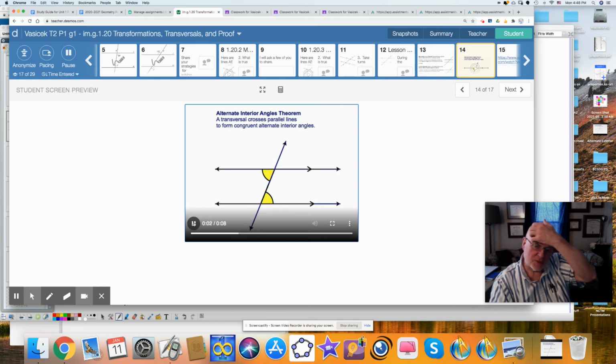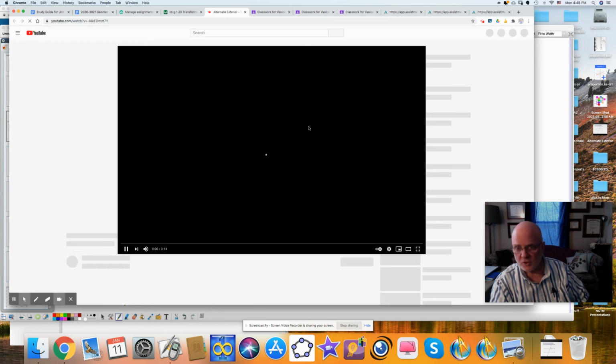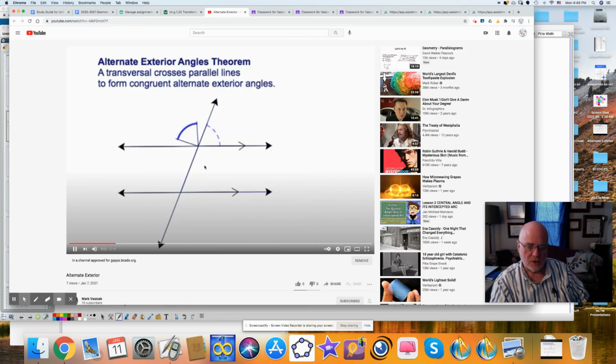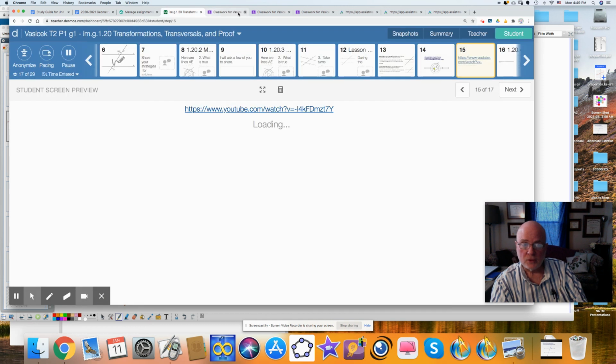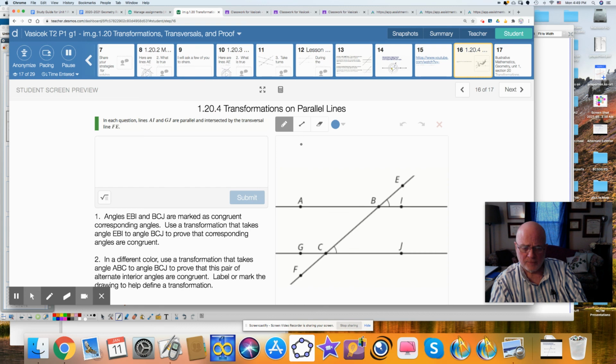A transversal crosses parallel lines to form congruent alternate interior angles, alternate sides of the transversal, interior between the two lines. This also works for alternate exterior angles, and I'm going to show you the corresponding angles portion of that on this video. So we rotate 180 degrees, and then I'm going to have corresponding angles by dragging it down. So a transversal crosses parallel lines to form congruent alternate exterior angles. Isn't that cool?